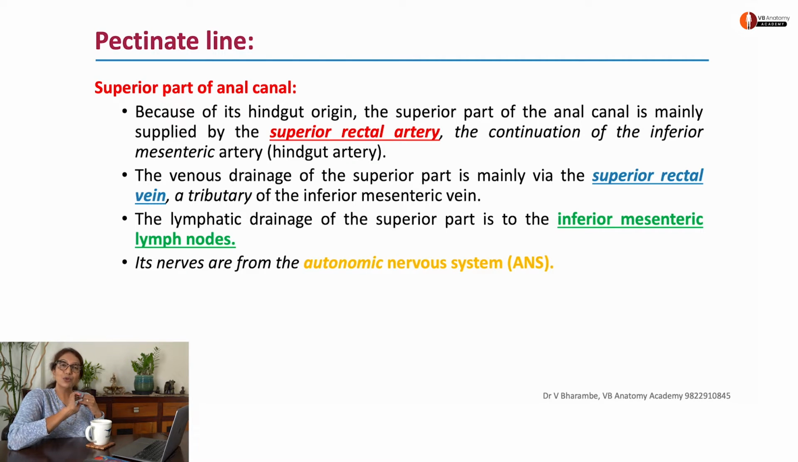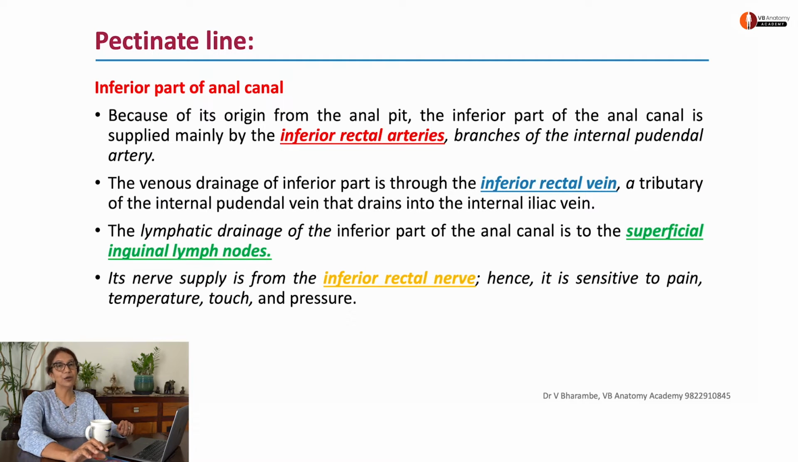It is drained by the superior rectal vein, which drains into the inferior mesenteric vein, into the portal circulation. Lymphatic drainage is to the inferior mesenteric lymph nodes, and the nerve supply is the nerve supply of the gut, that is the autonomic nervous system. Where is the inferior part of the anal canal?